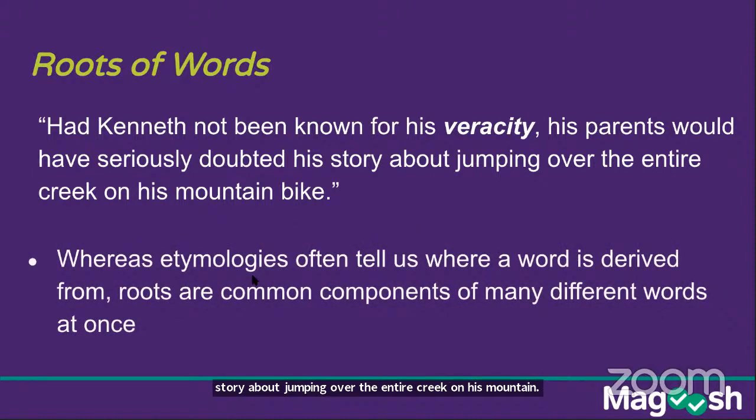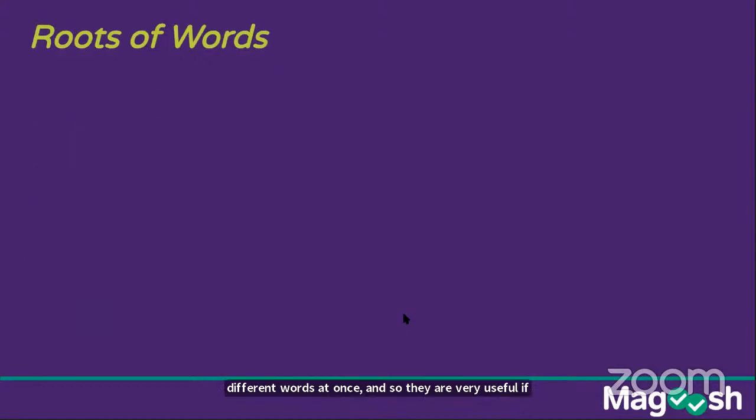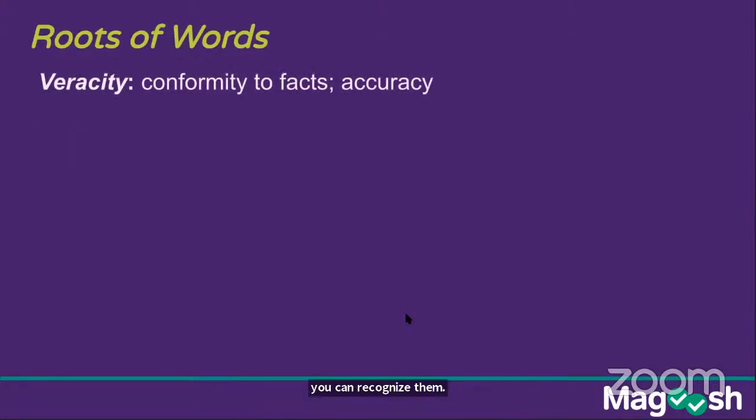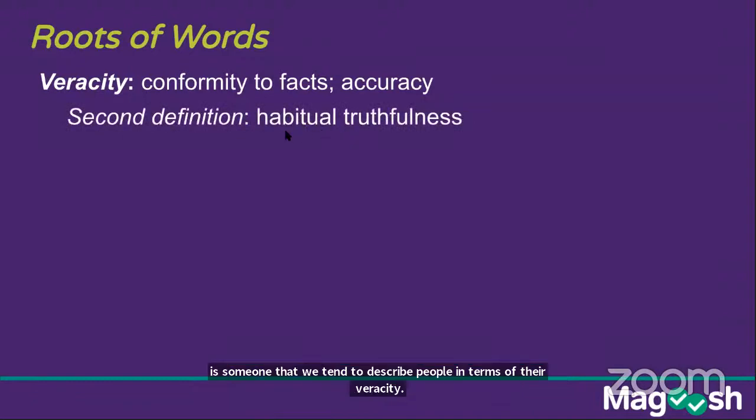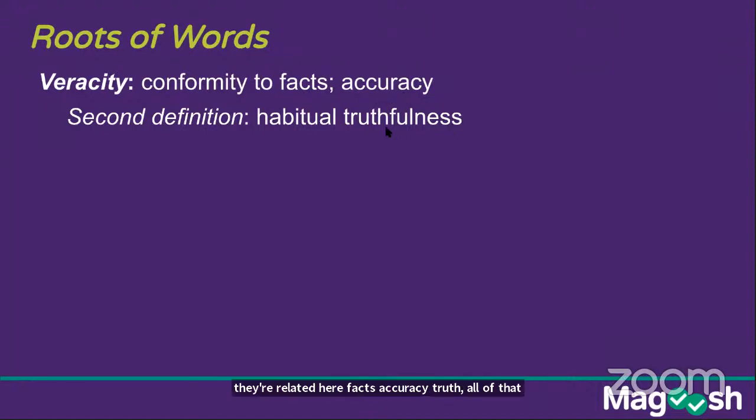Now, whereas etymologies are the origins of words, they tell us where words come from, roots are different. They're common components of many different words at once, and so they are very useful if you can recognize them. So how does this look in action? Well, our word is veracity, which means conformity to facts or accuracy. Cool. It's a virtue. We tend to describe people in terms of their veracity. But a second definition is habitual truthfulness. Okay, so they're related here. Facts, accuracy, truth, all of that is coalescing around this word.